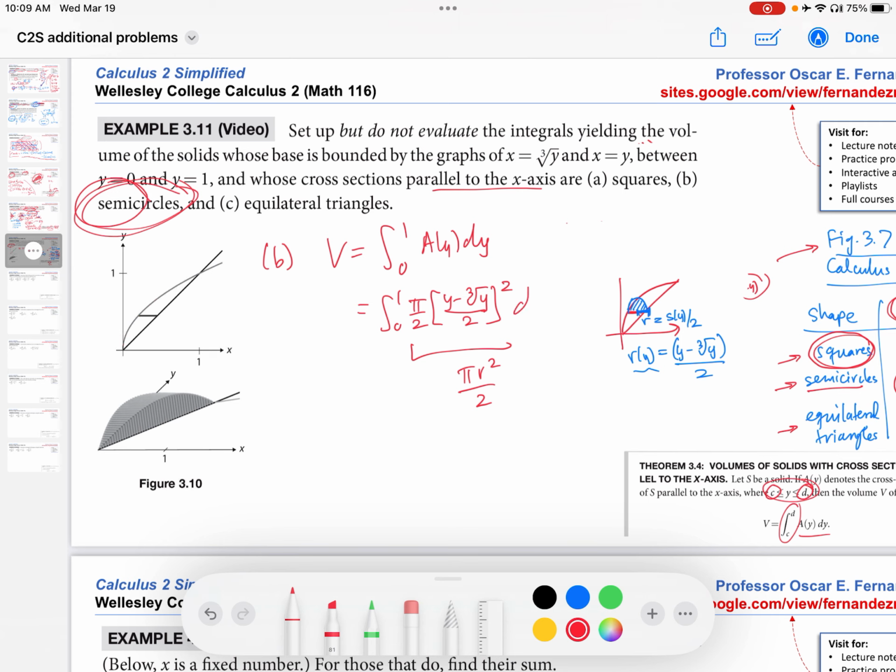Okay, so that's it. Oh, forgot the dy. That's my integral. So I'm not going to touch that. Don't have to evaluate it. I just have to set it up. Okay, so now on to the last part, part C.